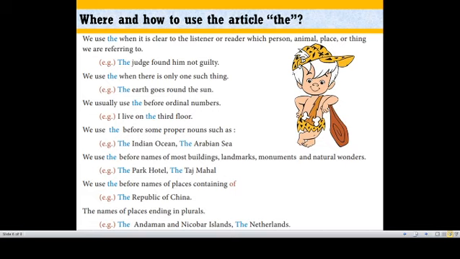Next, we use 'the' before some proper nouns. சில proper nouns முன்னாடி நம்ம யூஸ் பண்ணோம். For example, the Indian Ocean, the Arabian Sea. Before these, some particular proper nouns, we have to use 'the'.